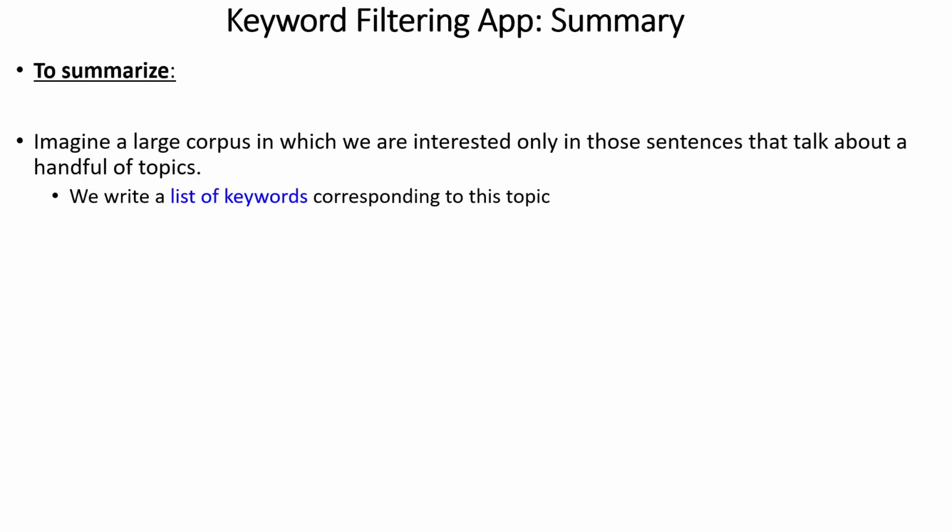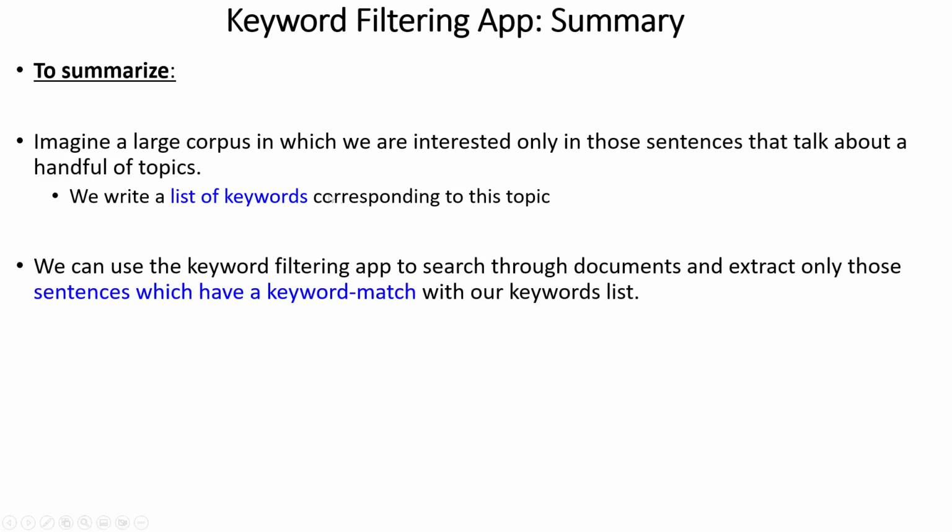Let me quickly summarize the app. Imagine a large corpus in which we are interested only in those sentences that talk about a handful of things. In our case, we chose things like camera, picture quality, screen display, screen size, something like that. So we write a list of keywords corresponding to the topic. We can always expand, edit, iterate this keyword list.